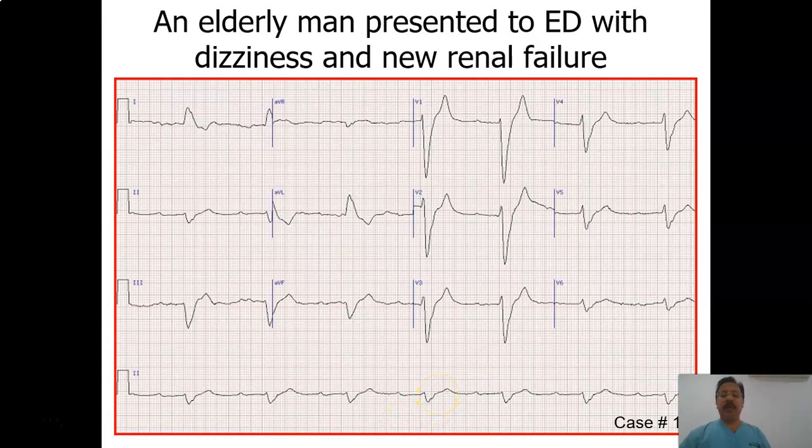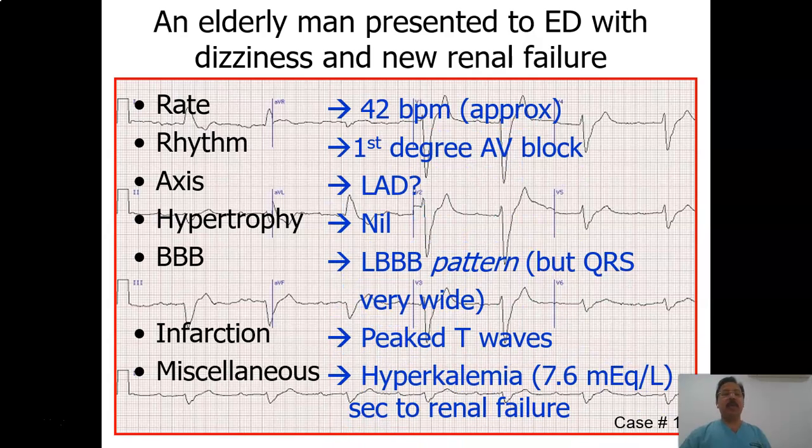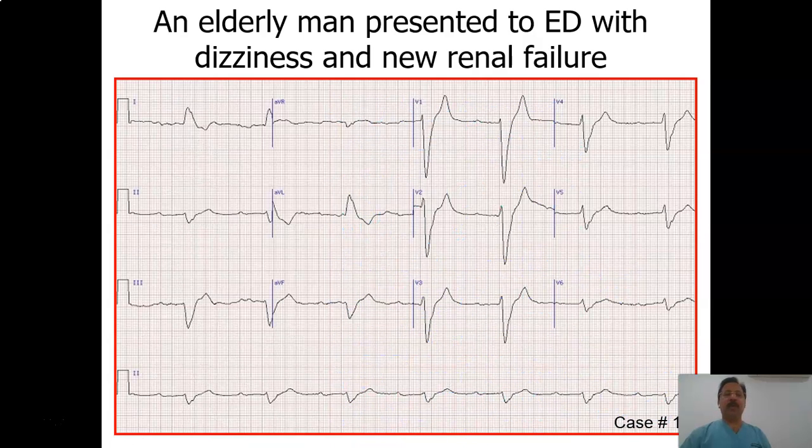Because of the renal failure, potassium is retained. So the ECG findings include a rate of approximately 42 beats per minute, first degree AV block. There is left axis deviation, question mark, because it's some bizarre axis deviation. Hypertrophy cannot be commented on. There is a left bundle branch block pattern, but the QRS complexes are very wide. There are peaked T waves, and this patient has a potassium level of 7.6 milliequivalent per liter secondary to the renal failure. So this is the ECG of hyperkalemia. History is very important. This is a symptomatic patient with renal failure.